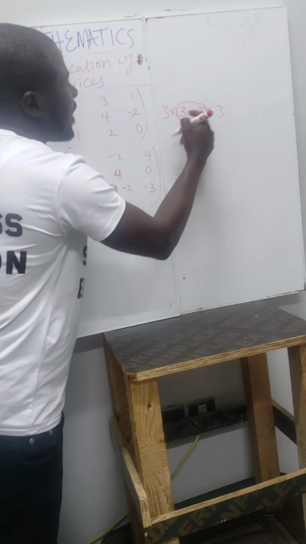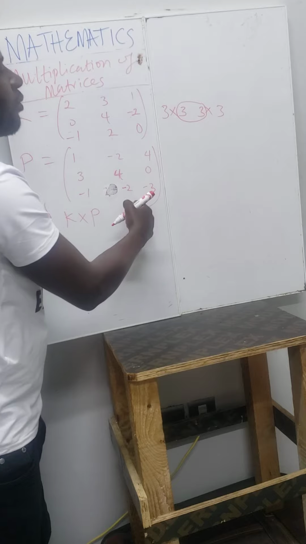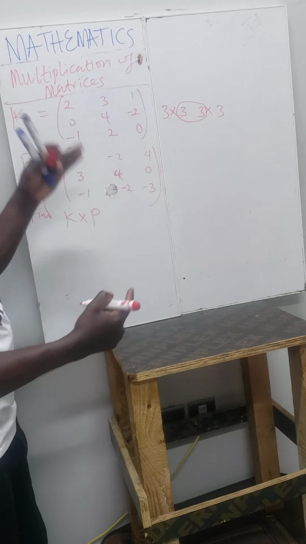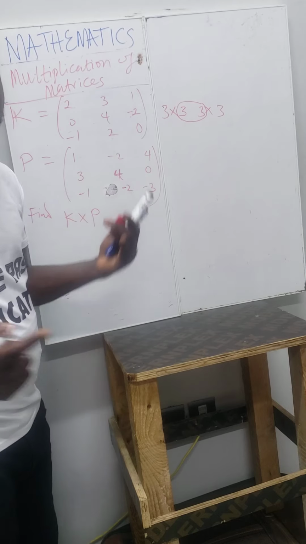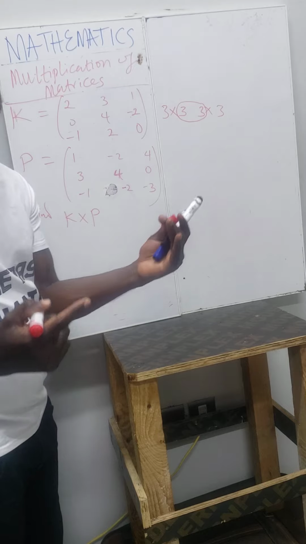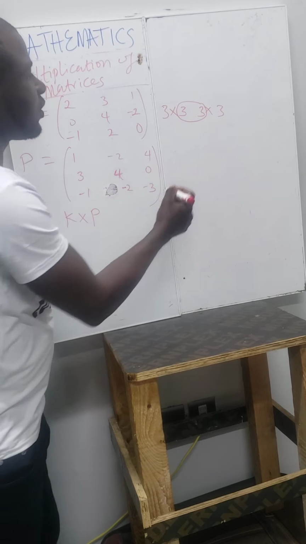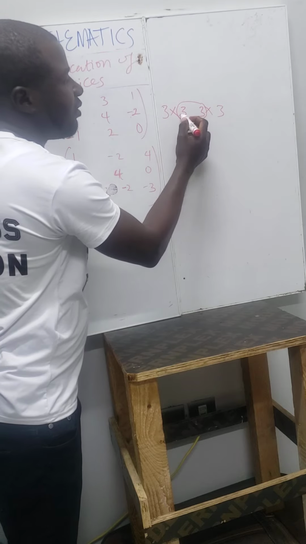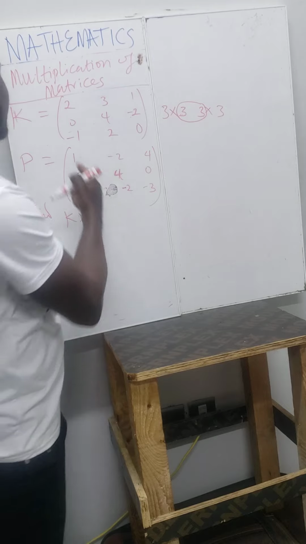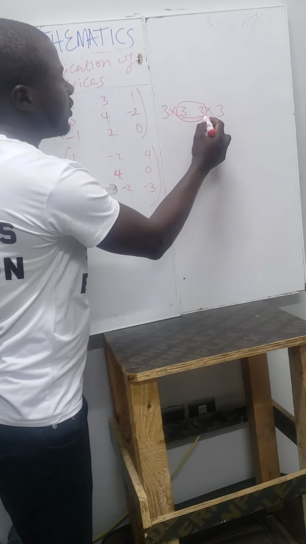You correlate the last number for the first matrix and the first number for the second matrix. If they are the same, that means we can go ahead and solve the question. The two matrices are multiplicable. If they are otherwise, that means they are not multiplicable. But as far as this question is concerned, they are multiplicable because we have 3 here and 3 here. That shows they are multiplicable. The two matrices K and P are multiplicable. This is what determines that.